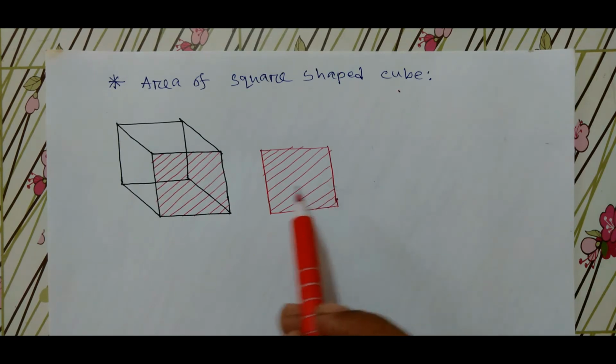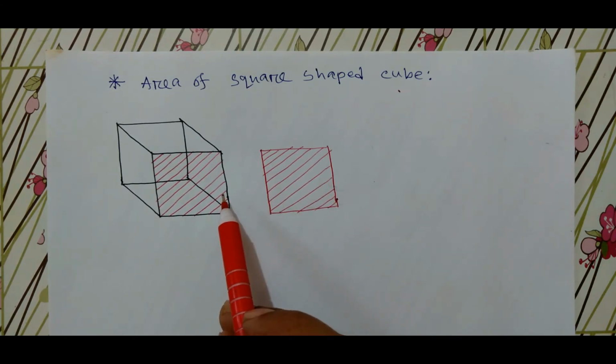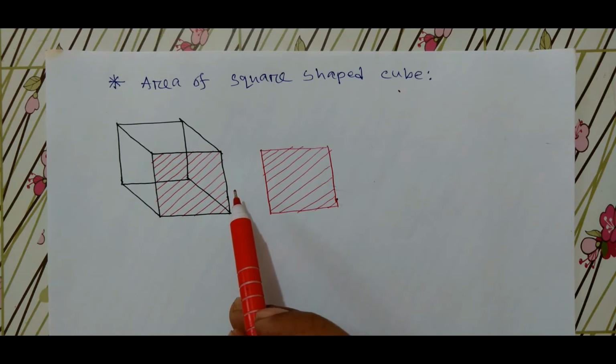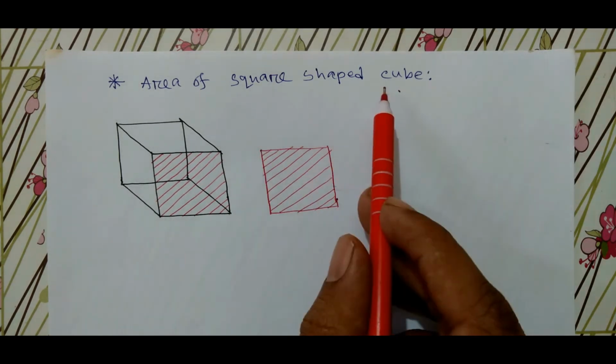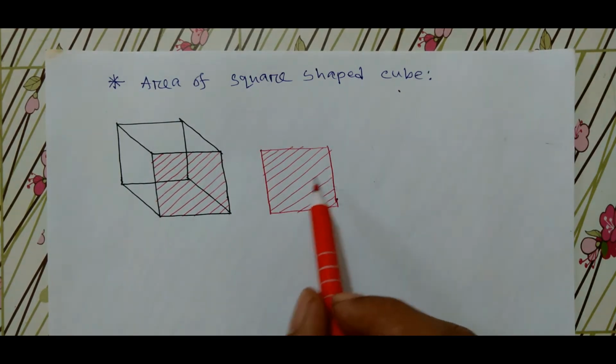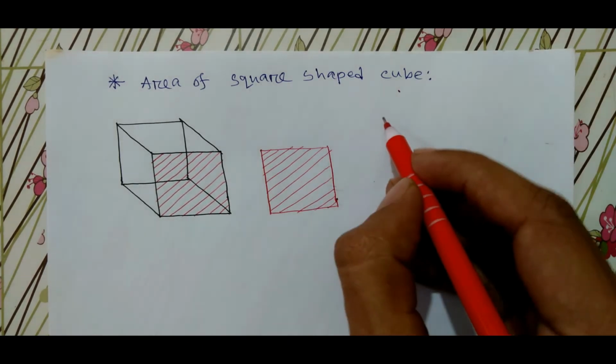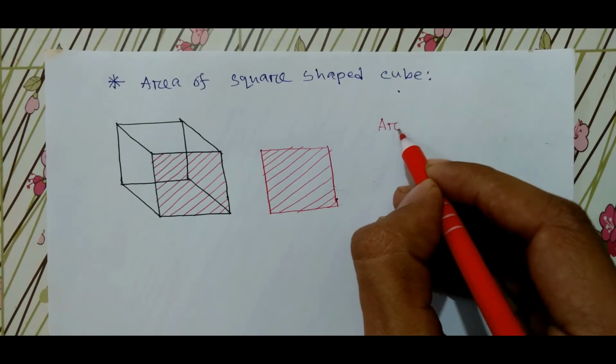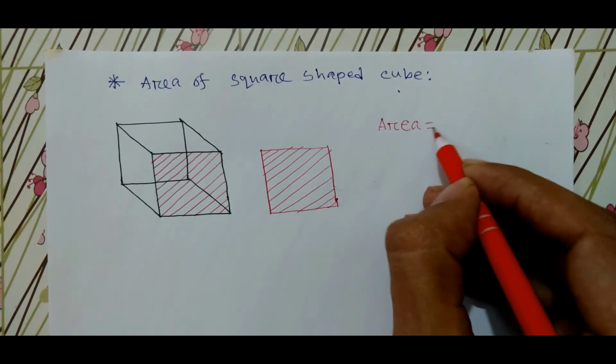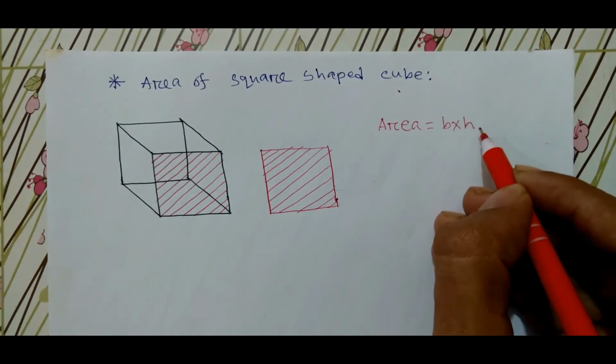then we will be able to find the area of 6 surfaces. And if we can find the area of 6 surfaces, then we will be able to find the area of square shaped cube. So let's find the area of one surface. To find this, at first we have to write the area of parallelogram, that is base multiplied by height.